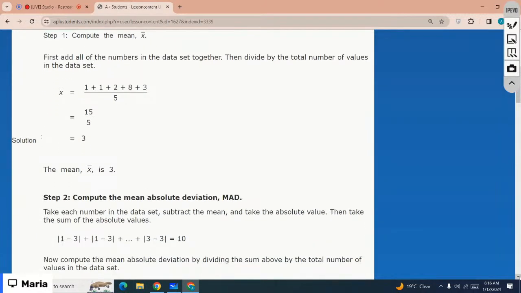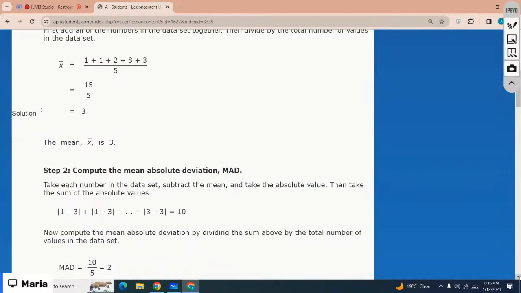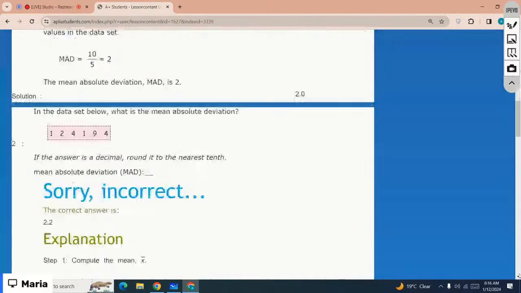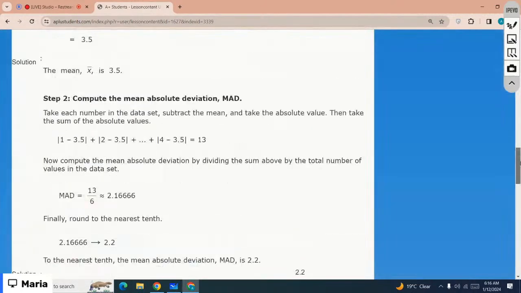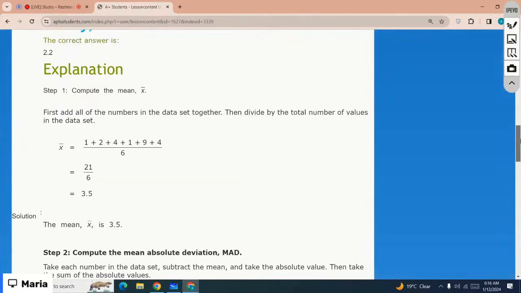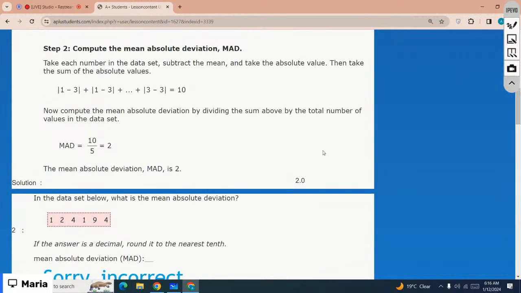Now you have the mean. You have to compute the mean absolute deviation. What you have to do? You have to subtract this mean value from all the values given, and you have to calculate the absolute values, right? No negative values here. And you have to add them together. When you add them together, the value is 10. You have to divide it by the number of values. The number of values is 5. So the mean absolute deviation is 2.